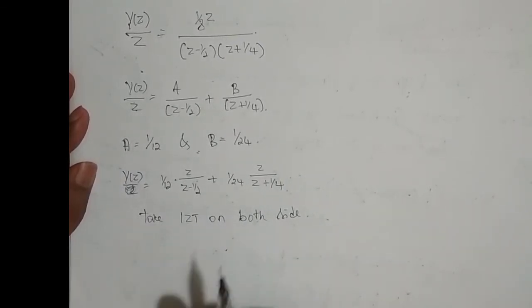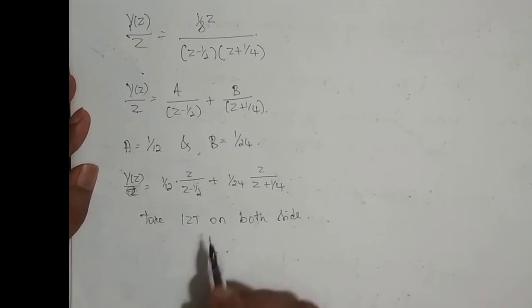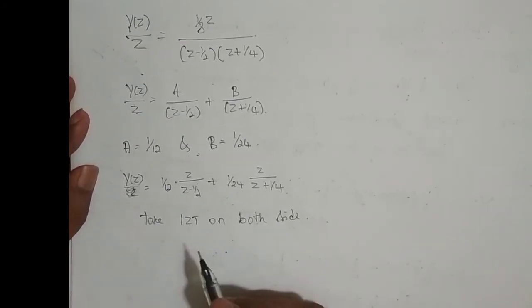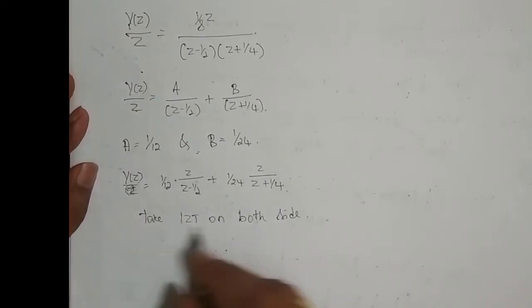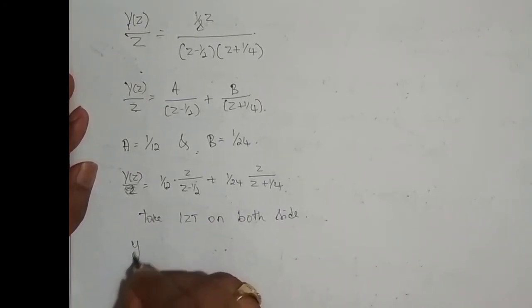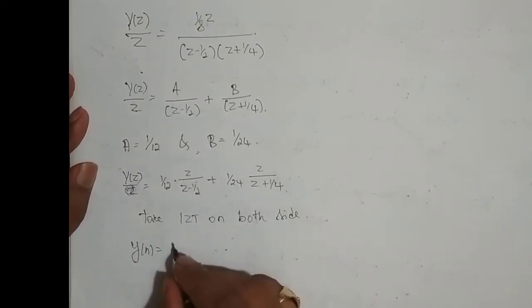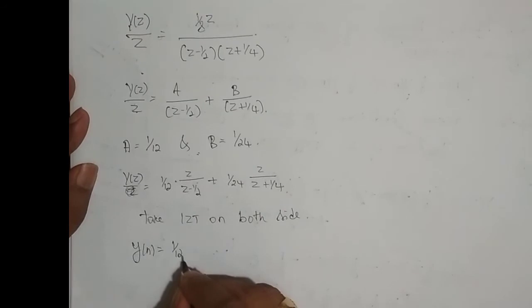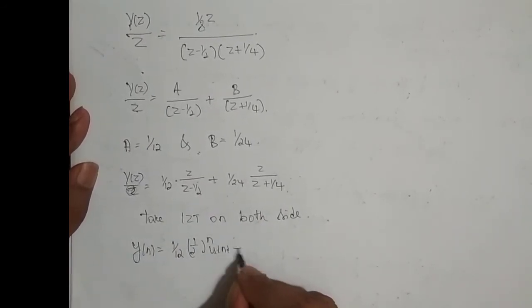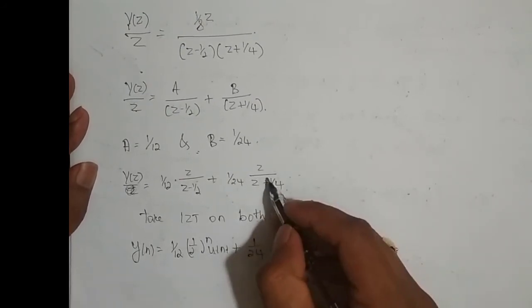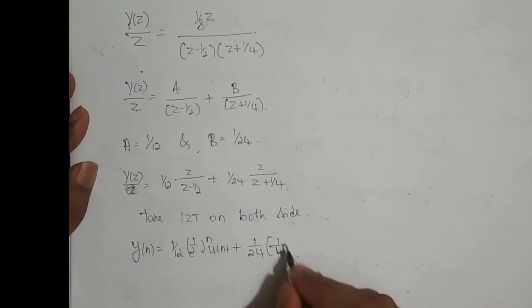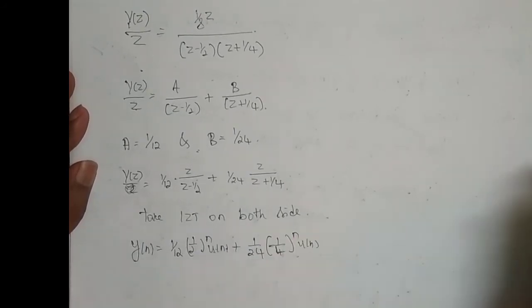Usually all LTI systems will be causal systems. So even though in the problem they don't say it's a causal system, you just take it as a causal system. So what is the inverse z transform for a causal system? Causal is nothing but a right sided sequence, so I have to put it in terms of a right sided sequence. It is 1 by 12 into 1 by 2 power n u of n plus 1 by 24 into minus 1 by 4 power n u of n, because I have plus here.